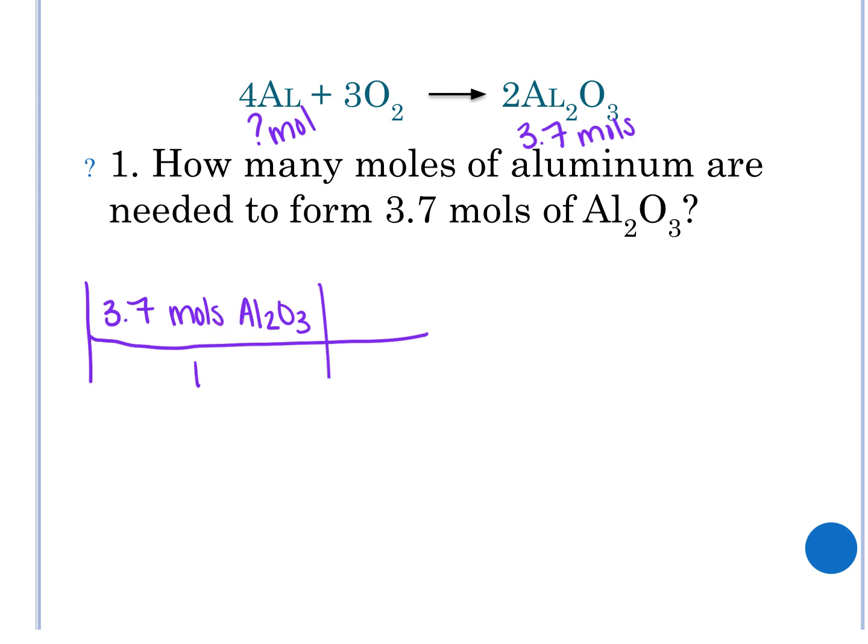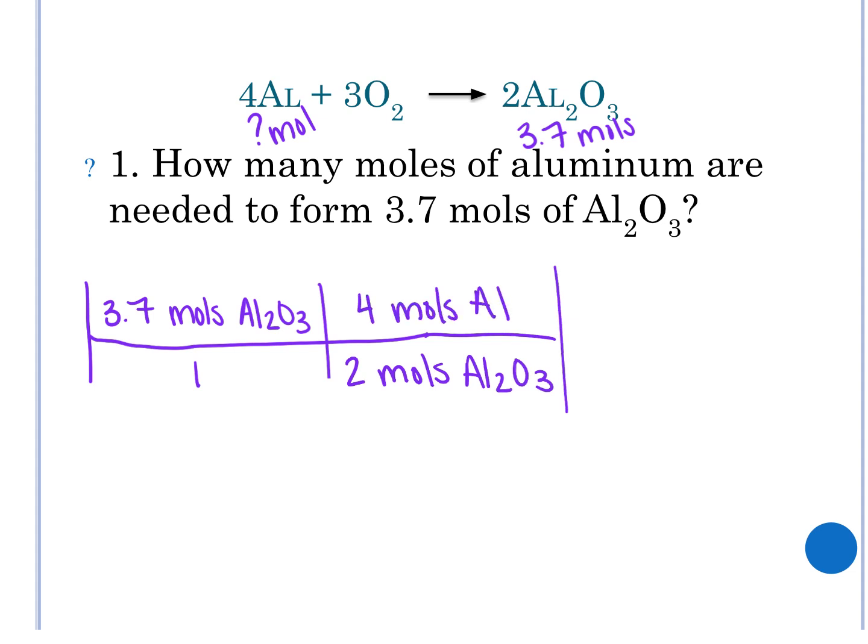Okay, and then we're trying to get to aluminum. So how do you get from aluminum oxide to aluminum? What do you have to use? Everyone tell me, say it out loud. Mole ratio. Okay, so how many moles of aluminum oxide do you produce? 2, and how many moles of aluminum do you have to use? Okay, so it's a 2 to 4 ratio. If aluminum oxide is in the top box, then you have to have 2 moles of Al2O3 on the bottom. And then 4 moles of aluminum on top.